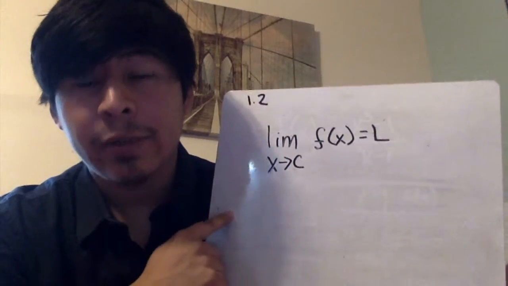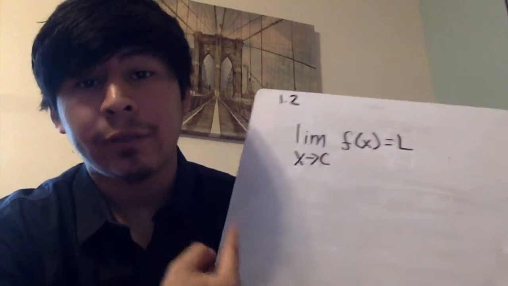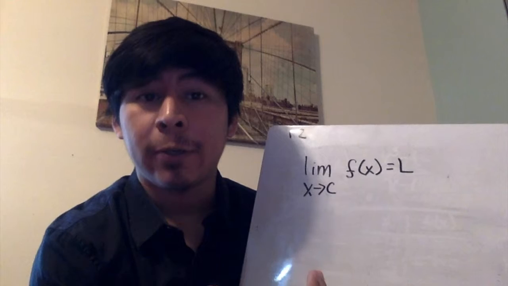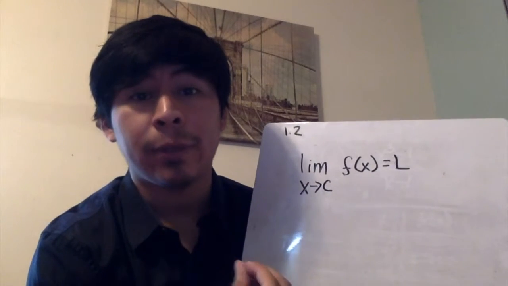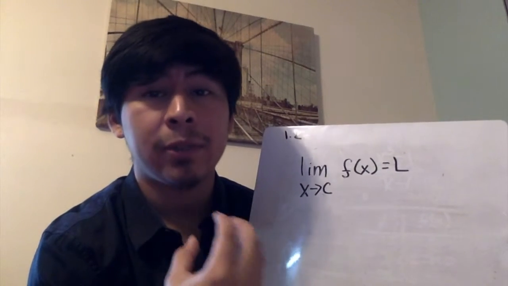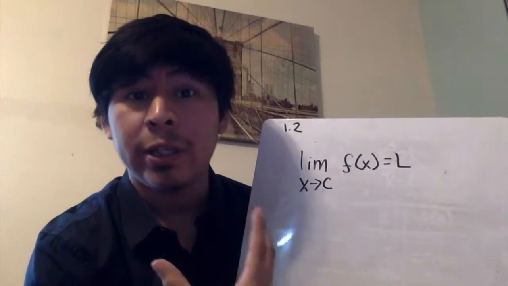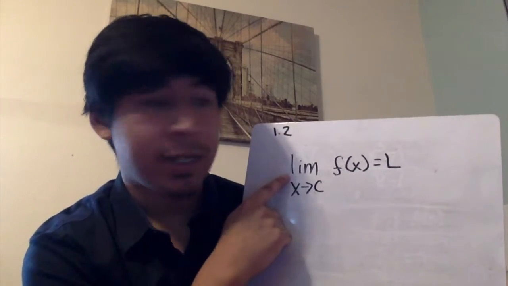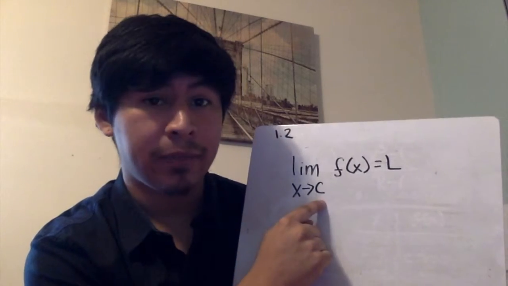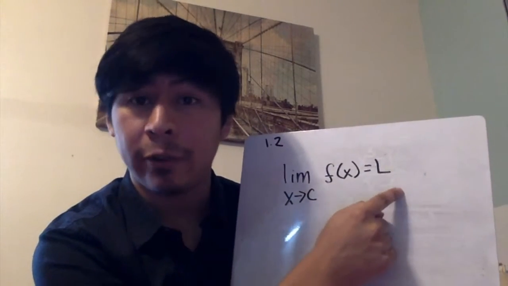So this leads us to the informal definition of a limit. If f of x becomes arbitrarily close to some number L, as x becomes arbitrarily close to some c, then this can be written as the following: the limit as x approaches c of f of x is equal to L.